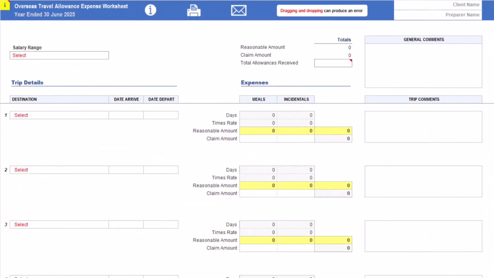She then prepares a return for a client with overseas travel expenses and needs to calculate the maximum amounts that can be claimed without receipts for several destinations. She uses our Travel Overseas workbook for automatic calculations based on salary range and destinations.